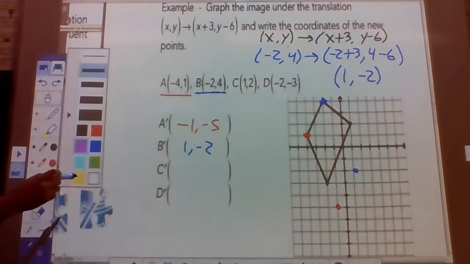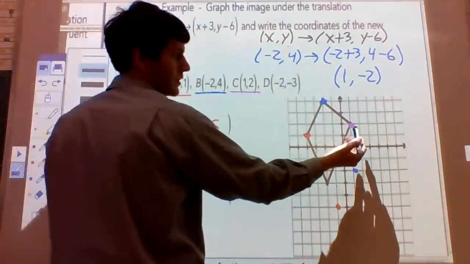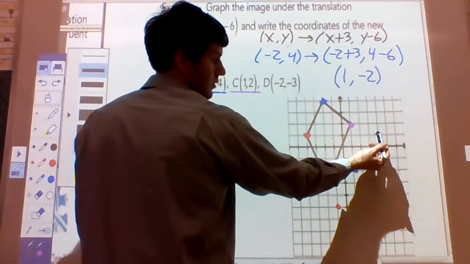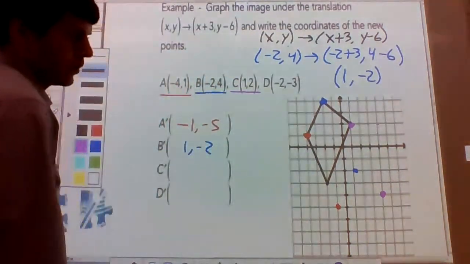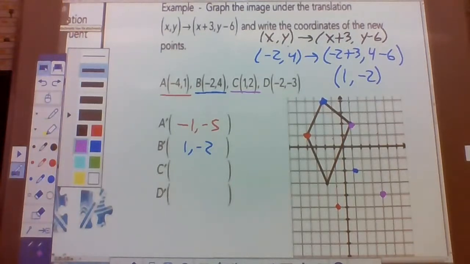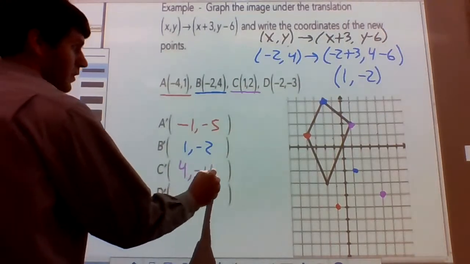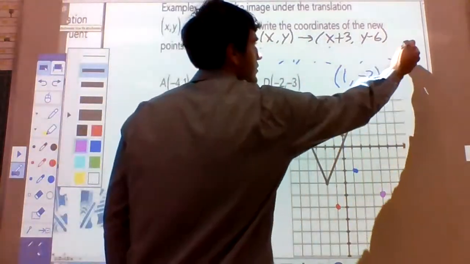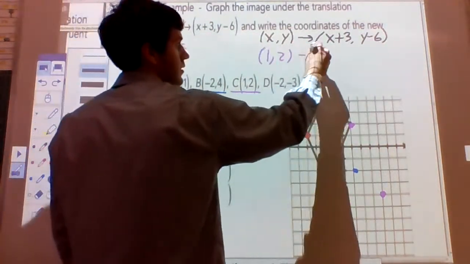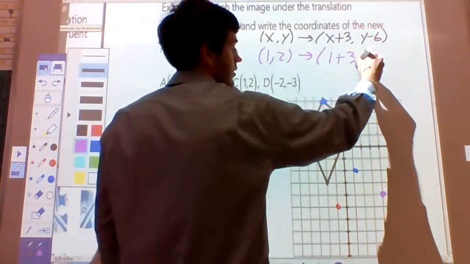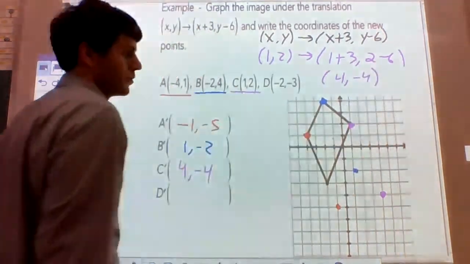The next point is point C, which is 1, 2. Again, we can just count 1, 2, 3 to the right, down 6: 1, 2, 3, 4, 5, 6. It should be here, which should be 4, -4. Let's substitute just to see what it should be. 1 plus 3, 2 minus 6 gives us 4, -4, which is what we got.